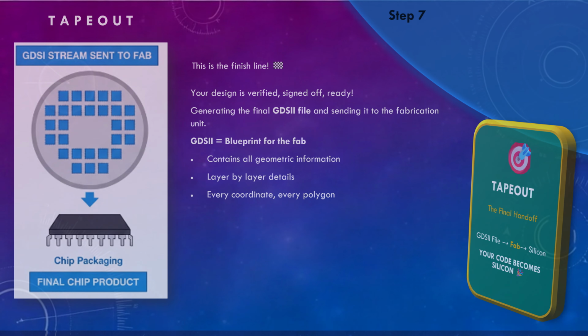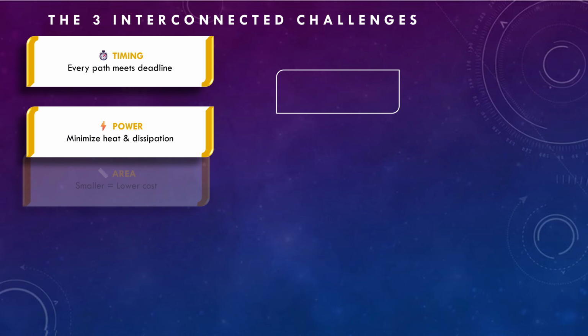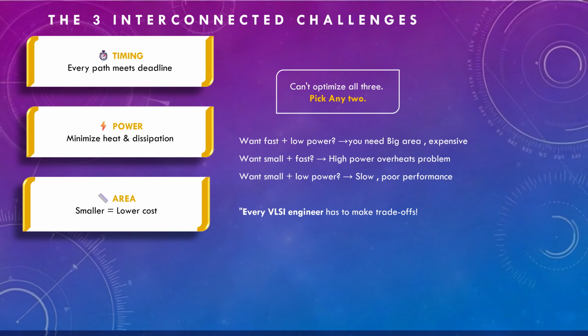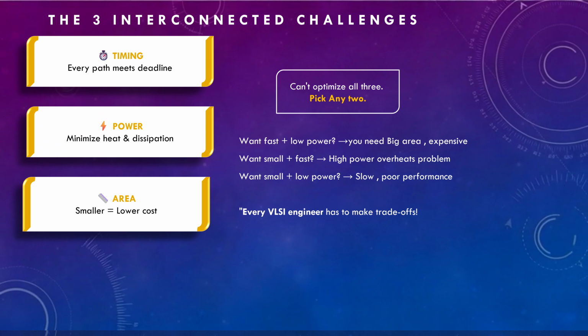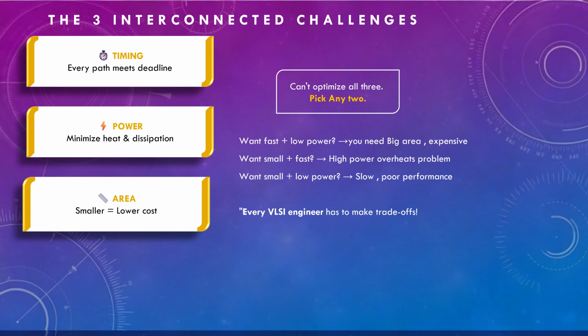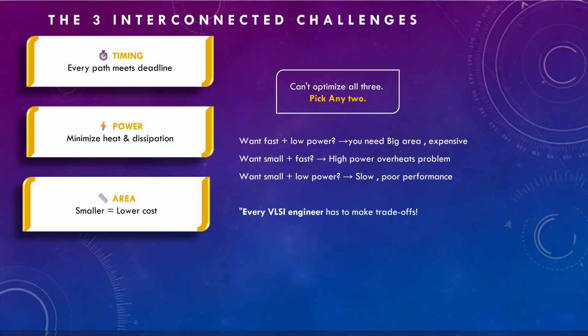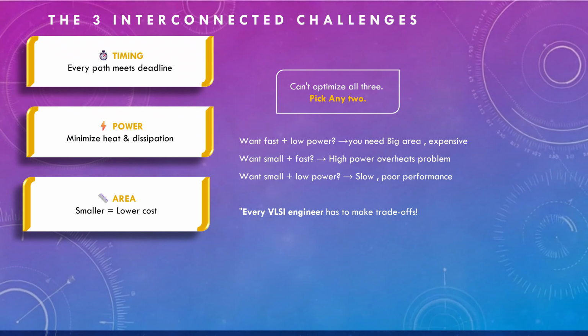Now, let me tell you the painful truth about physical design. There are 3 enemies that are always fighting. 1, area, smaller chip equals lower cost. 2, power, less heat, longer battery. 3, timing, faster clock, better performance. The problem, you can't optimize all 3.